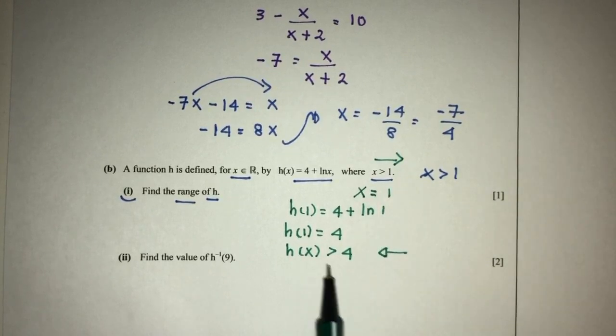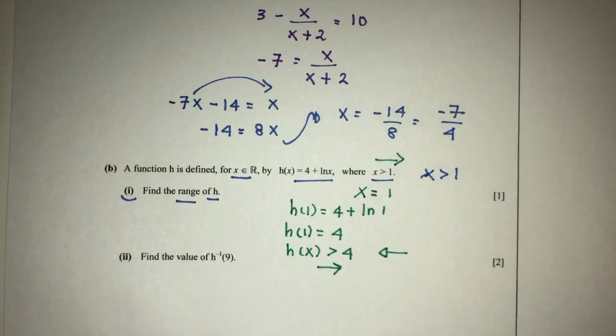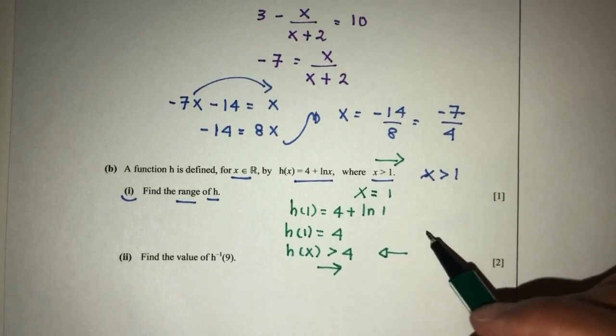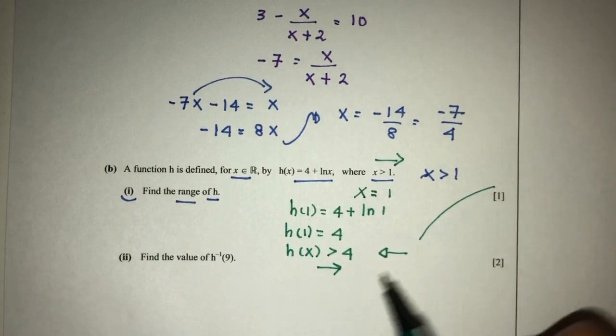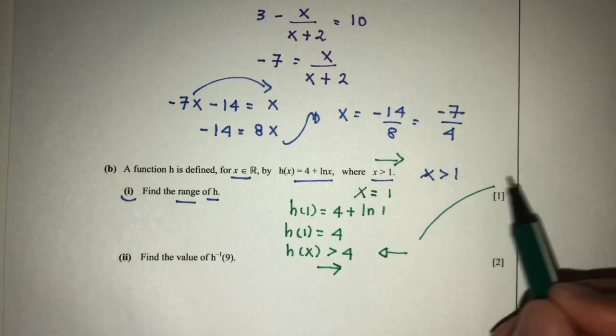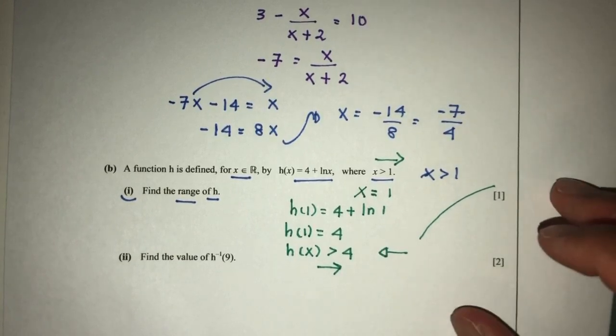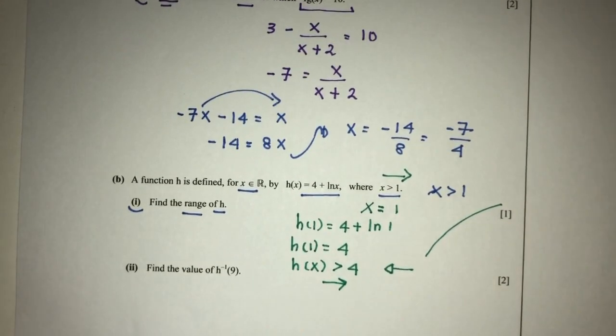So your value of this will always be more than this. That makes sense, right? So the shape will be somewhat like this. That will be the shape of log graphs. So there's only two kinds of shapes you need to remember, or you can just use a table of values as always and find the values one by one.